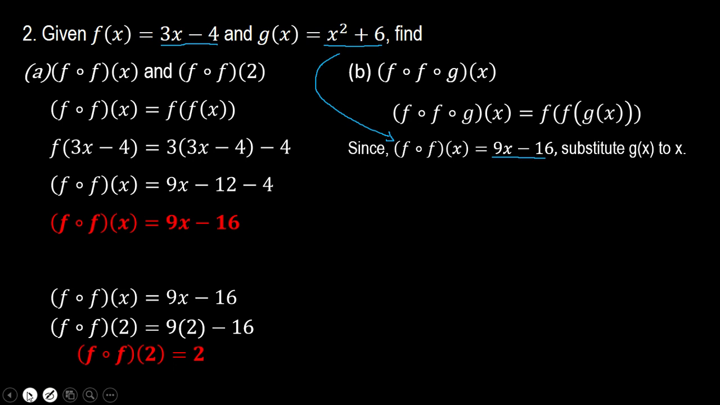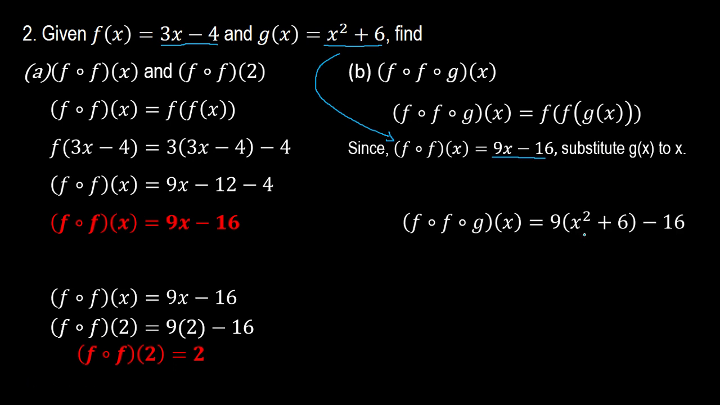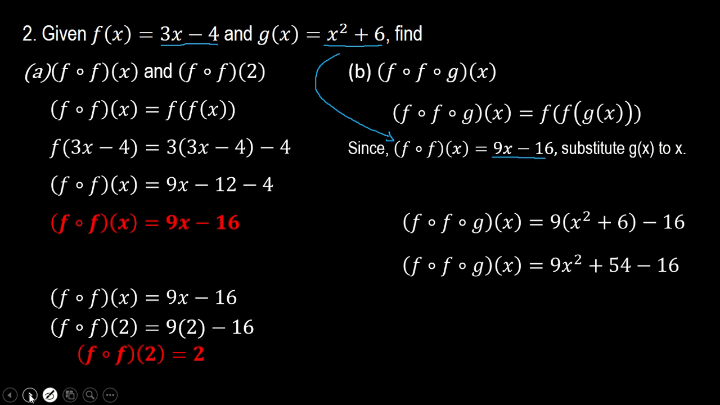So if that's the case, we'll have 9 times the quantity of x squared plus 6 minus 16. And then if we're going to simplify, 9 times x squared is 9x squared. And then 9 times 6 is 54. So 9x squared plus 54 minus 16. And 54 minus 16, the answer here is 38. So therefore, the f of g of x is equal to 9x squared plus 38.